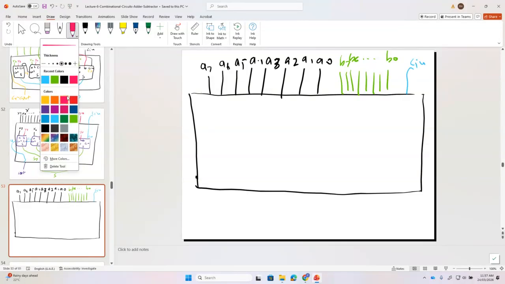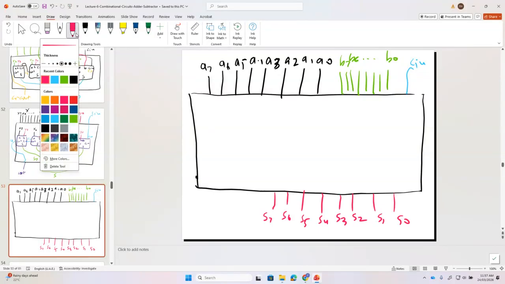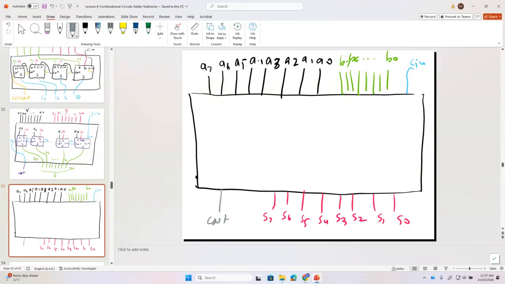Now my output, let's assume is in red color. So this is S7, S6, S5, S4, S3, S2, S1, and S0. And then we have the final C out, in this other color. Okay, this is my C out.